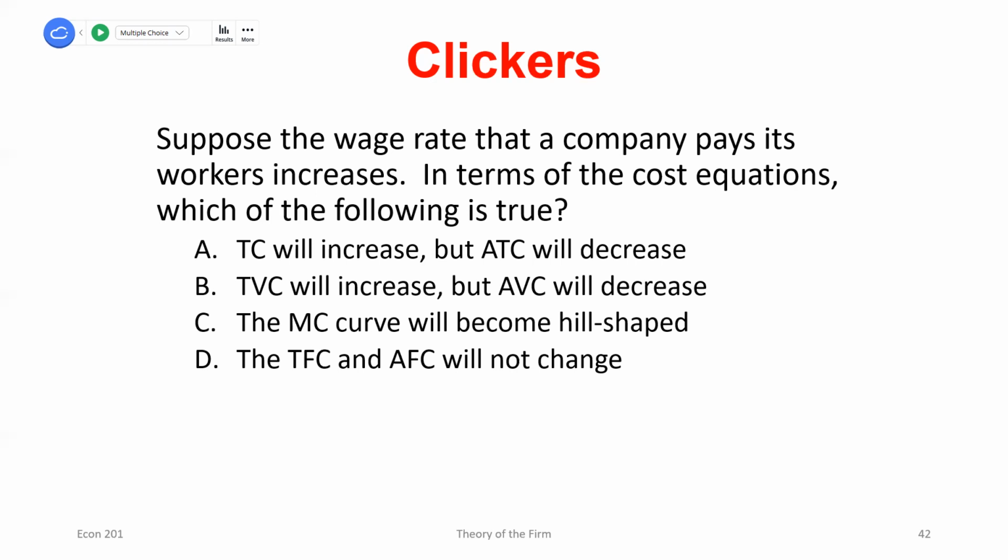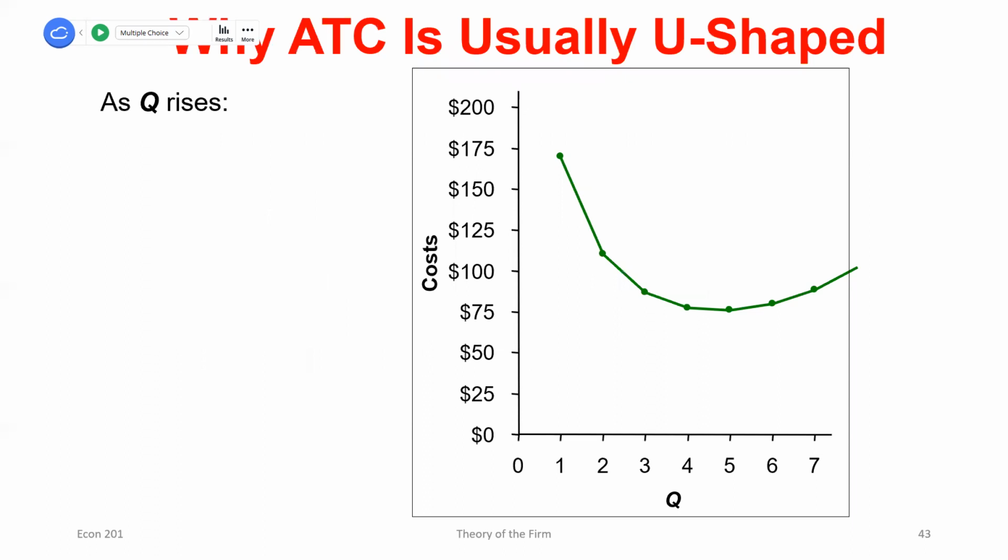And then C, the marginal cost curve will become hill-shaped, looking like this. We know that can't be the case. We know that as we produce more and more, we're going to see increasing marginal costs, not decreasing marginal costs. So that one doesn't make any sense. The answer there should be D. Hopefully, we're following along pretty well.